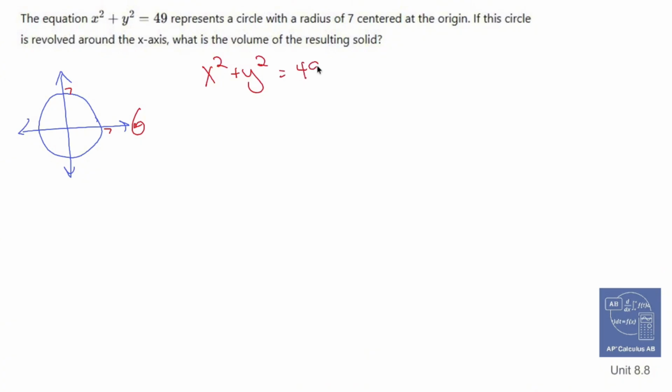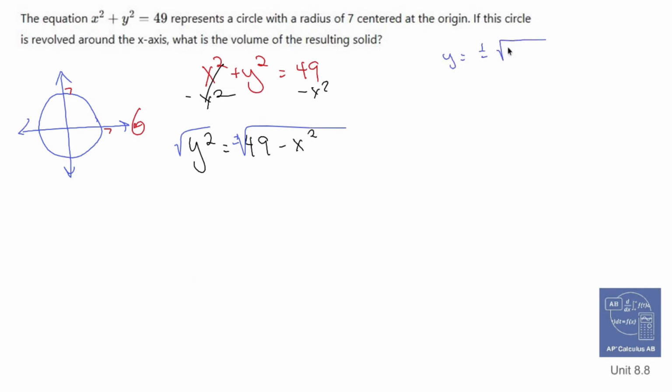So that gets me that. Let's subtract x squared from both sides. Y squared equals 49 minus x squared. Let's square root everything. Positive or negative. And up here, y is going to equal positive or negative the square root of 49 minus x squared.